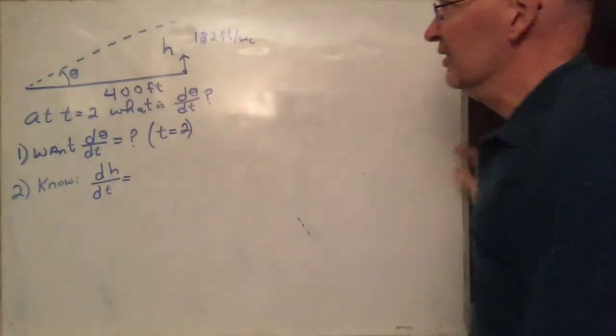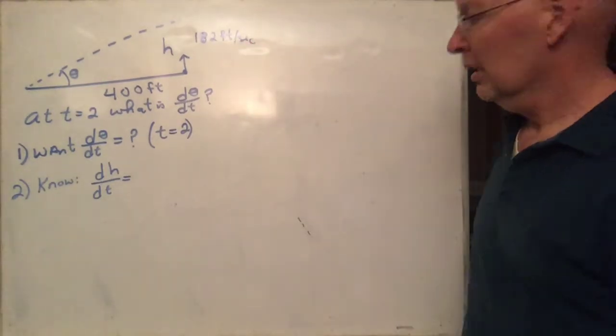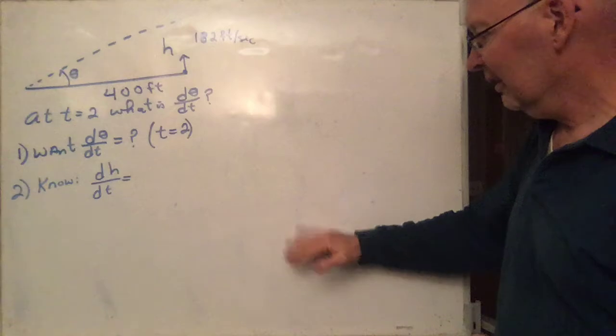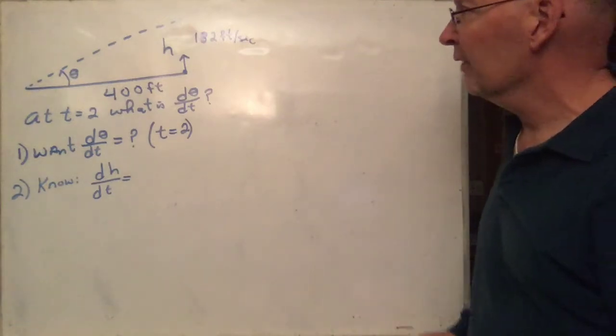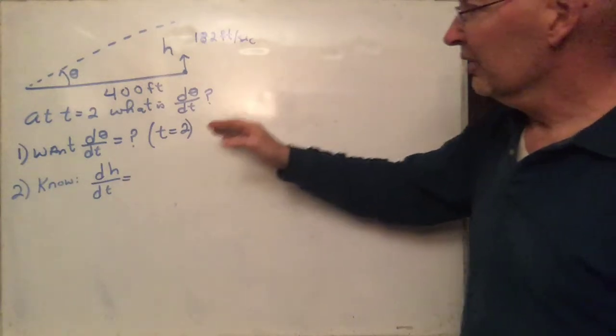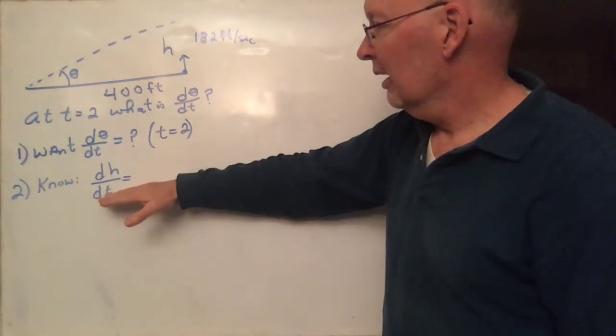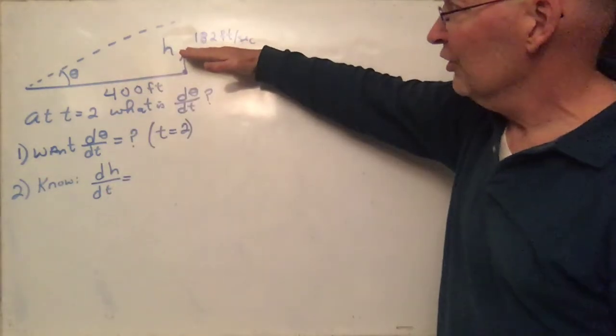What is dh/dt? If you say 182, you're wrong. That's what I like about this problem. It's the only problem I've ever seen. As I say, I developed it myself. I've never seen one in a textbook that does this. But it's the only one I've ever seen where the dh/dt changes with time.